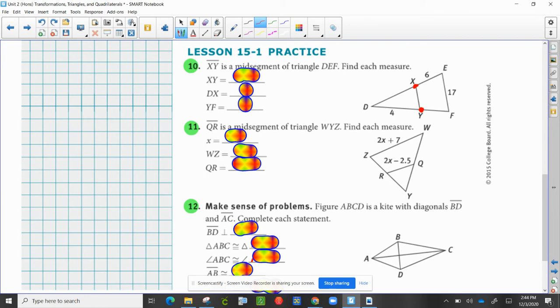So let's look really quick here. Let's start with DX. If XE is 6 and X is the midpoint, what is DX? Similarly with YF, if you know that DY is 4 and Y is the midpoint, what is DF?